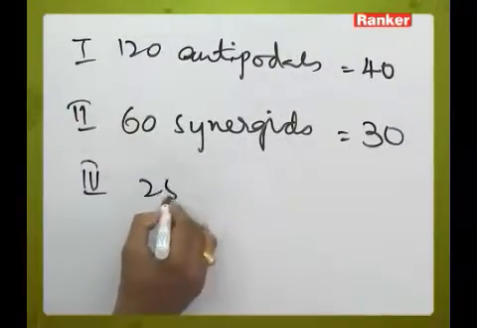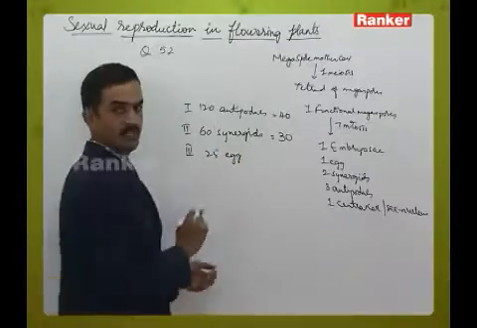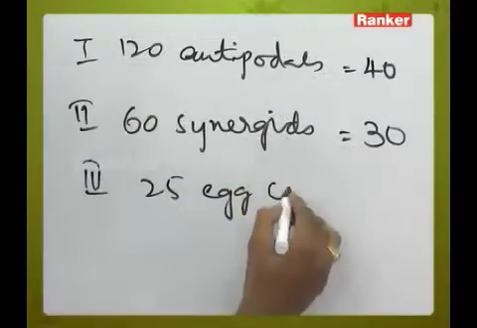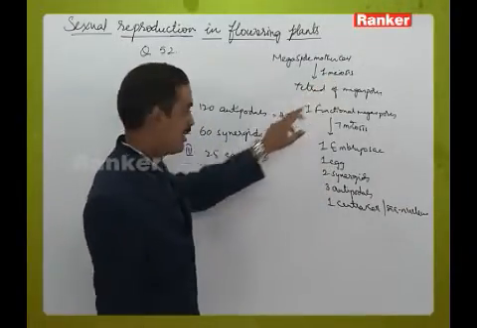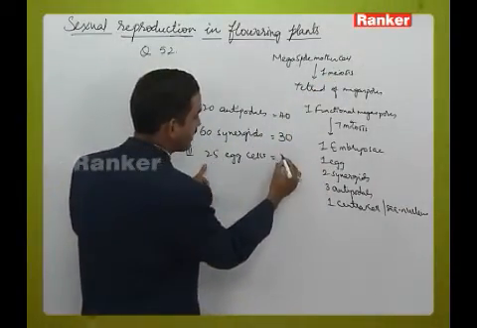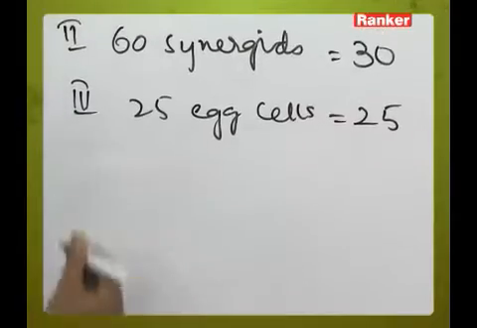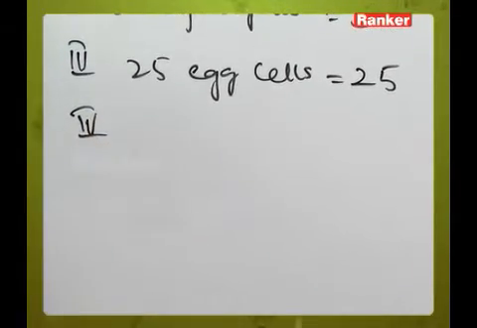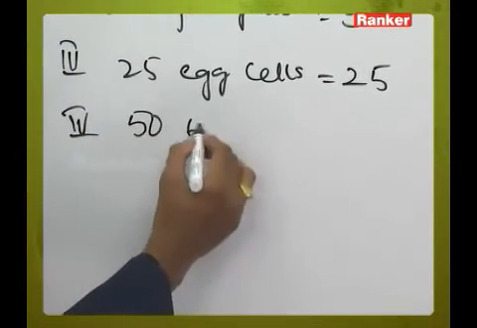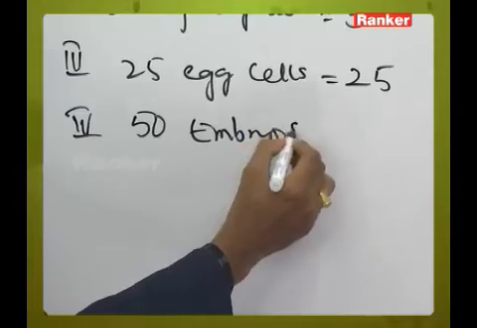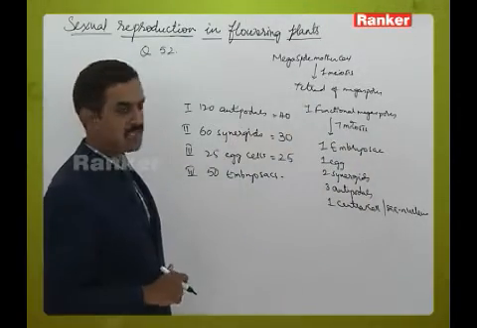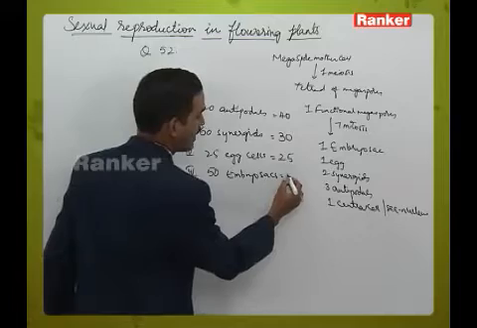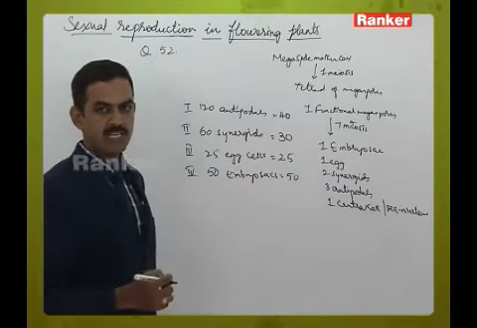3. 25 egg cells. Okay, here we know that one egg cell is formed as a result of one meiosis, such that 25 egg cells are formed as a result of 25 meiotic divisions. Fourth one is 50 embryo sacs. One embryo sac is formed as a result of one meiosis. So 50 embryo sacs are formed as a result of 50 meiotic divisions.